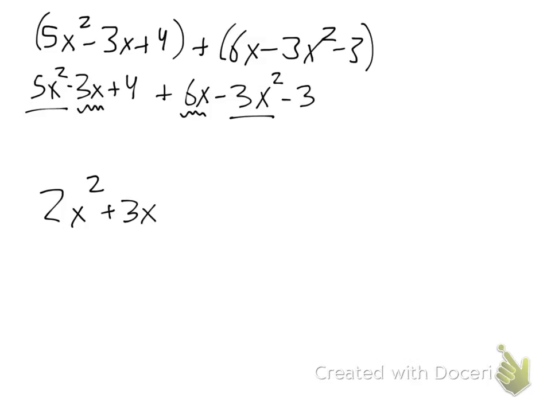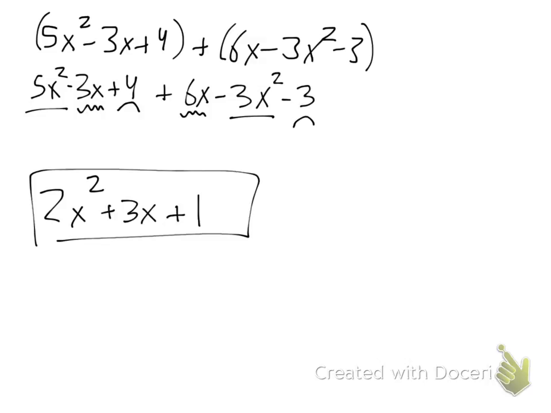And the last one are my constants. I'll put a curved line under it. What's 4 minus 3? Plus 1. And you're done.